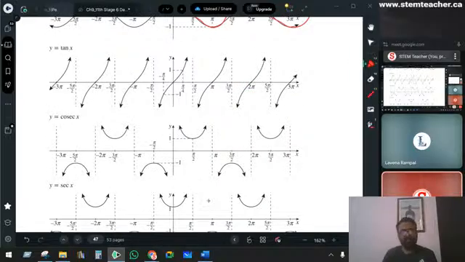For the tan x, see, it is repeated the same. It is minus pi by 2 to pi by 2, pi by 2 to 3 pi by 2, 3 pi by 2 to 5 pi by 2. The graph will look the same.